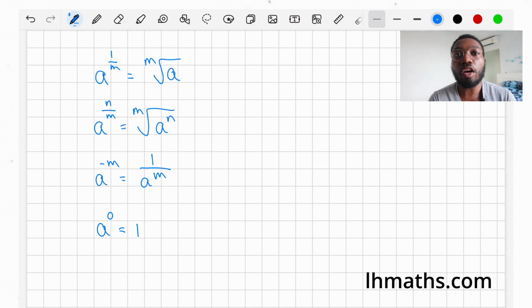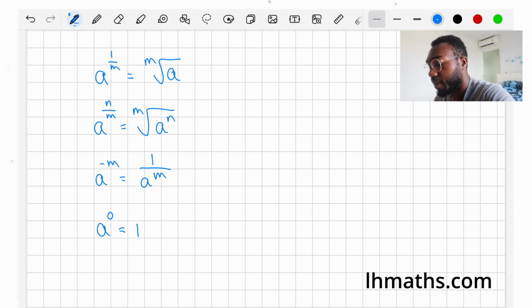Okay, so these are the 4 rules which we need to know for this chapter. The first rule: a to the power of 1 over m is equal to the m-th root of a. We have a to the power of n over m, which is equal to the m-th root of a to the power of n. We have a to the negative m, which is equal to 1 over a to the power of m. And then we have a to the power of 0 is equal to 1. Those are the rules we need to know, and I'll go through some examples of what that looks like.